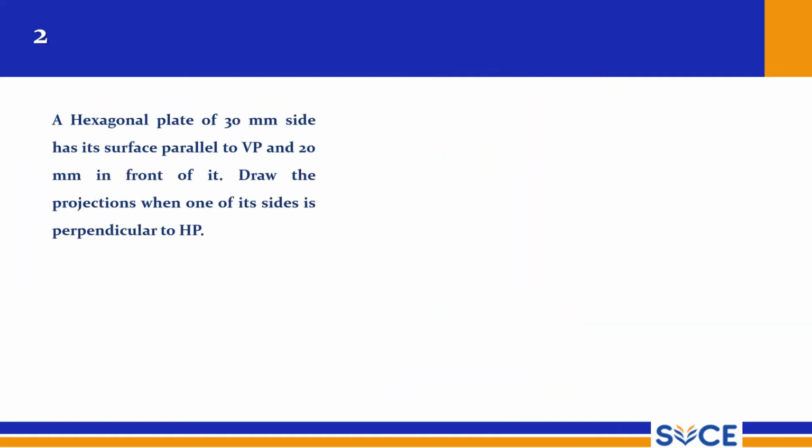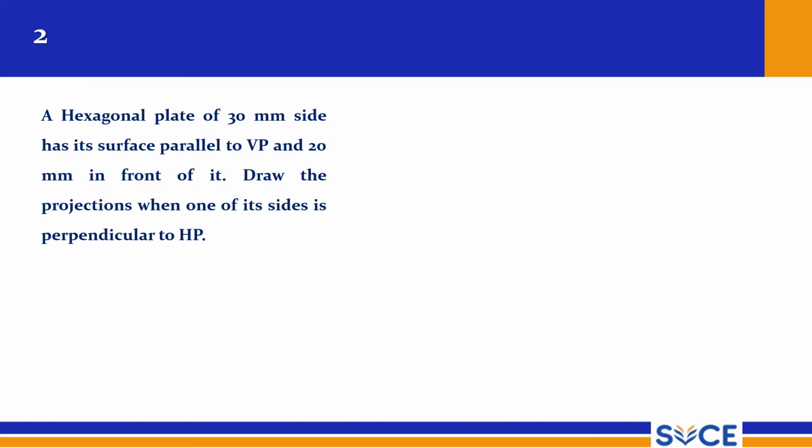And next problem, a hexagonal plate of 30 mm side has its surface parallel to VP and 20 mm in front of it. Draw the projections when one of its sides is perpendicular to HP. So here one of its sides is perpendicular to HP. So the orientation is very important, students. In the earlier case, one side is inclined to VP at 30 degrees, whereas here one of its sides is perpendicular to HP.